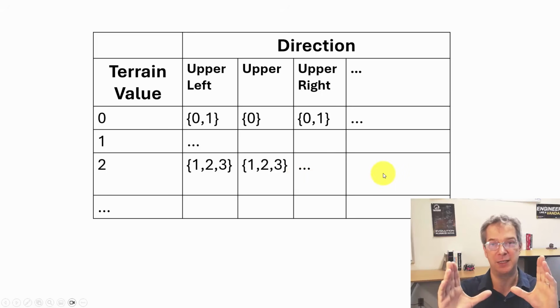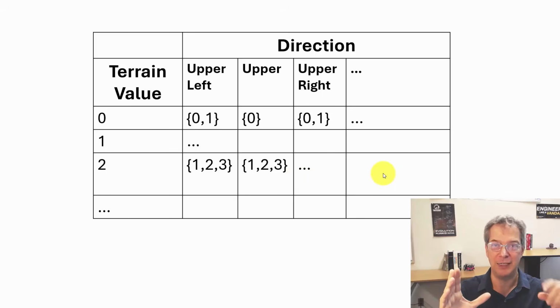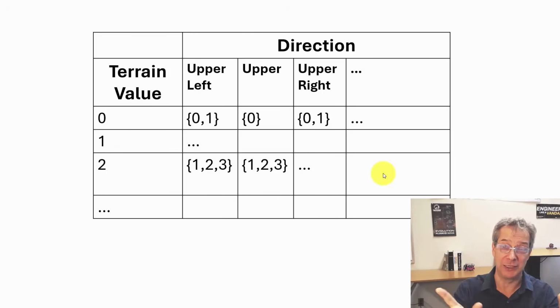So we create a 2-dimensional array with the terrains and the directions, and then each cell in that array is actually a list of all of the allowed values. So that's going to be our basic data structure for storing our rules.